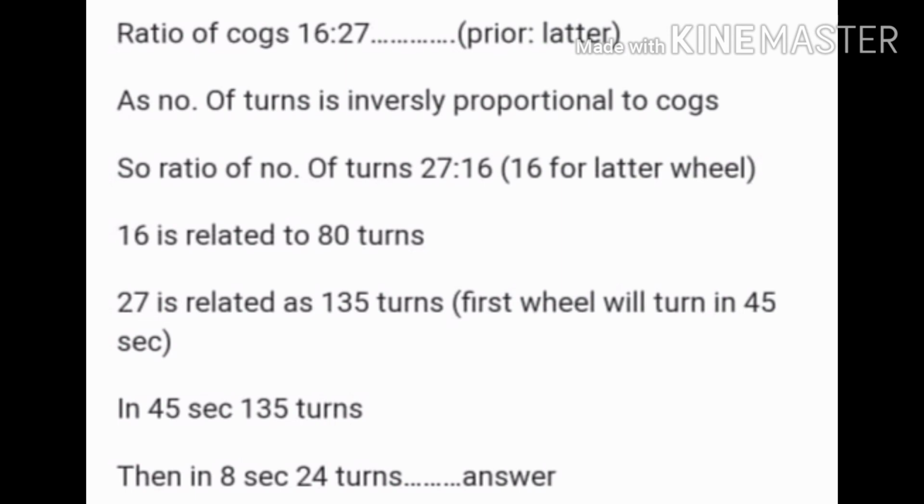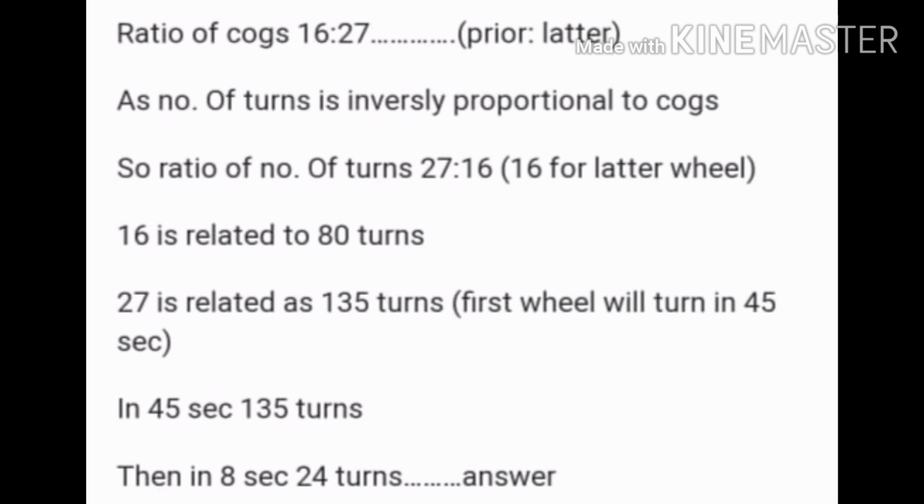Move to the solution. The ratio of cogs is equal to 16:27. The number of turns is inversely proportional to the cogs, so the ratio of the number of turns is 27:16. For the latter wheel, 60 seconds: 16 is related to 80 turns, and 27 is related to 135 turns.